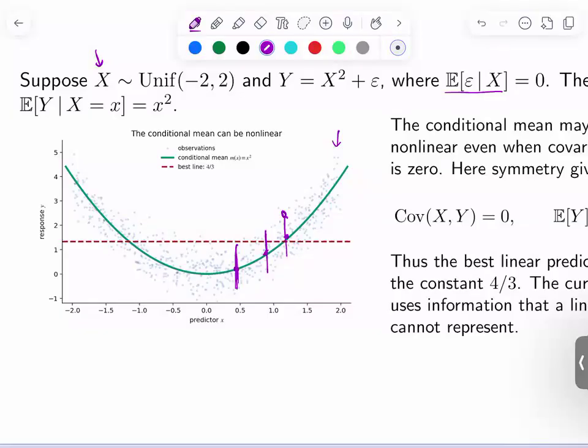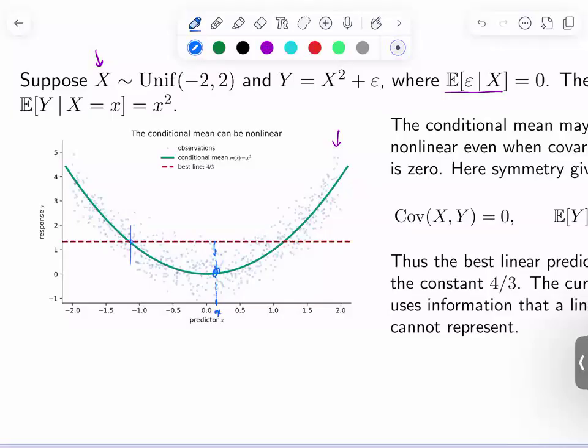Let's fix this line, assuming X is this value. I know the points are mostly in this range. If I predict by this value, the things close to it are predicted well, but things far away are predicted very badly. So it's best to predict by the center point, which is really going to be the mean.